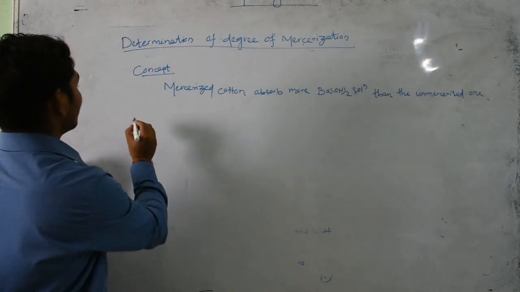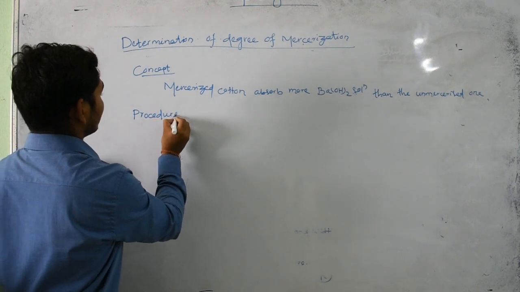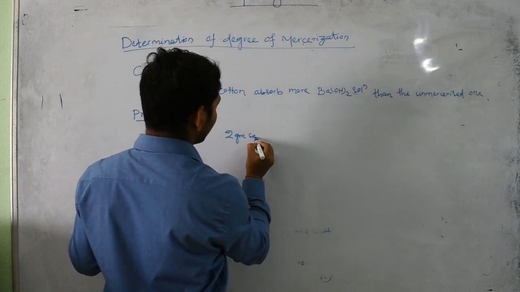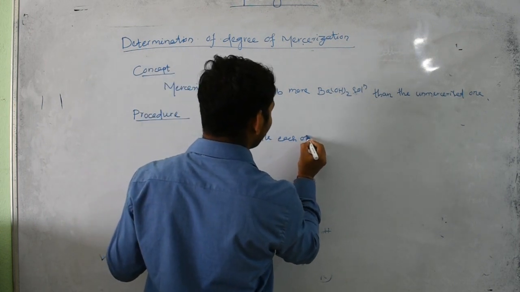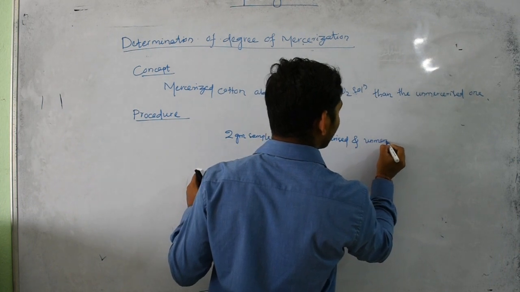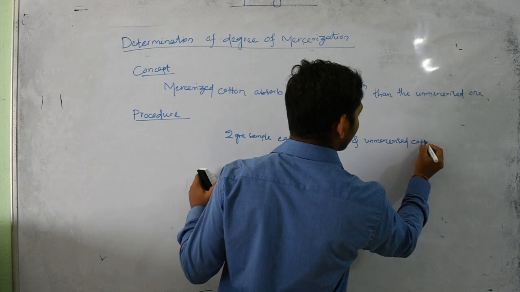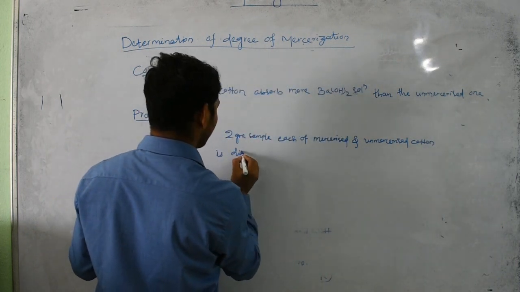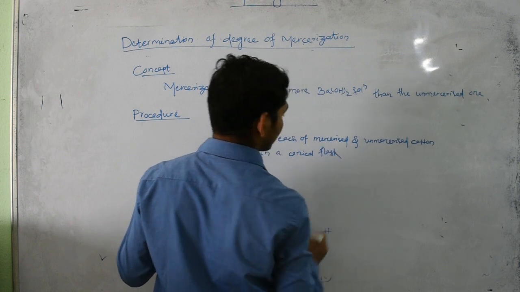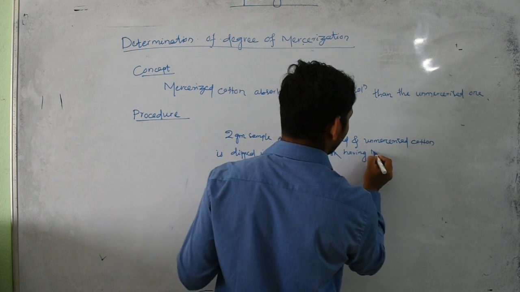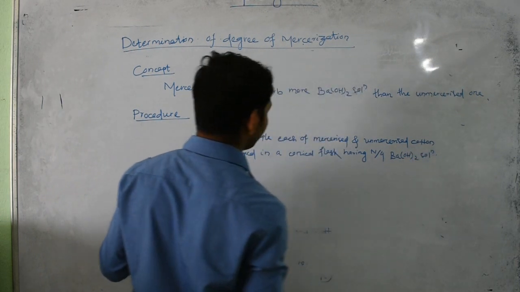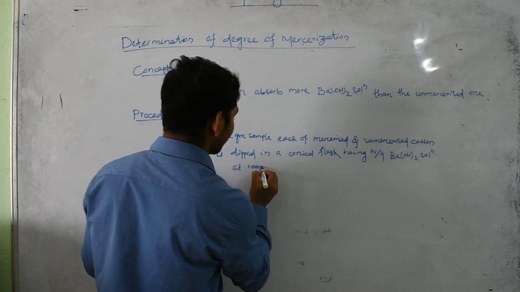Now let's come to the procedure. First, 2 gram sample each of mercerized and unmercerized cotton is dipped in a conical flask having N/4 barium hydroxide solution at room temperature.